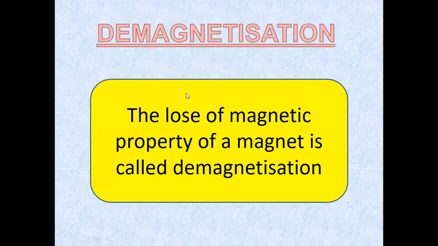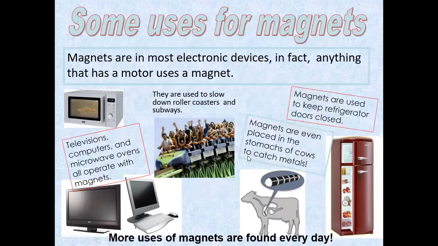Now let us have this definition which is very important, that is known as demagnetization. Demagnetization is basically the loss of magnetic power of a magnet. This is known as demagnetization. The magnet loses its power and it loses its power of attraction. So that property of a magnet, or that condition of a magnet, is known as demagnetization, right?